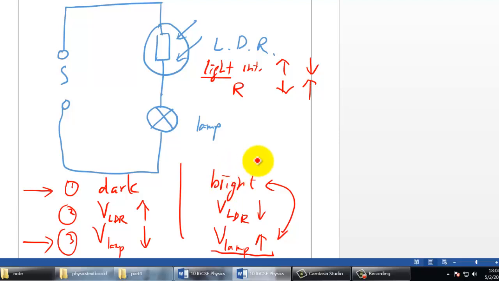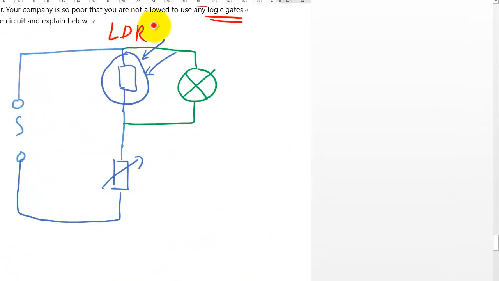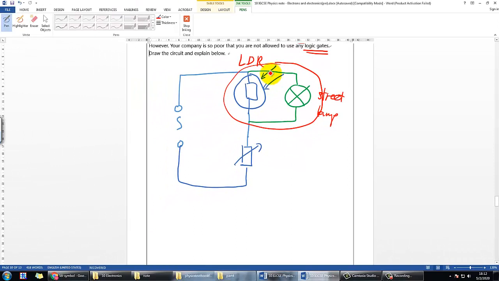That's why I said this is a wrong example, but through understanding this, you can learn more about the circuitry itself. Let me show you the correct answer right now. Okay, so here's the correct answer. We have the LDR here and also the street lamp here. Take a look here. You can imagine this as a whole being a resistor, but it will change according to the brightness of the sky.